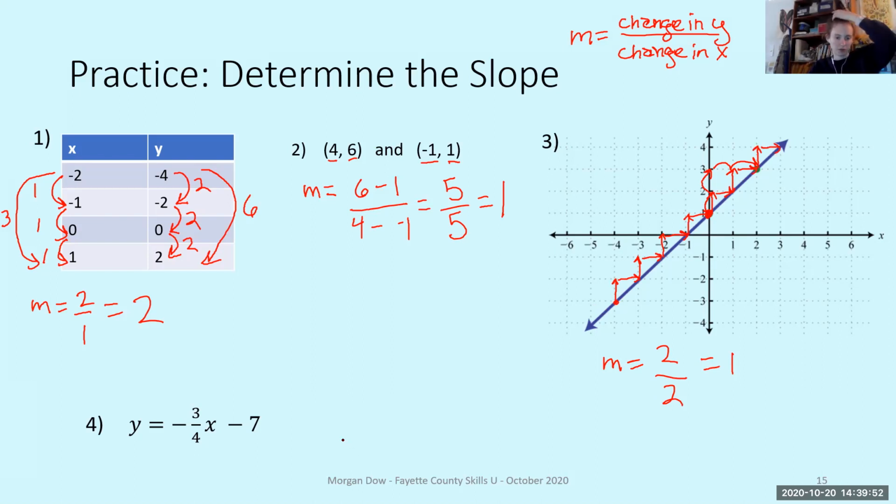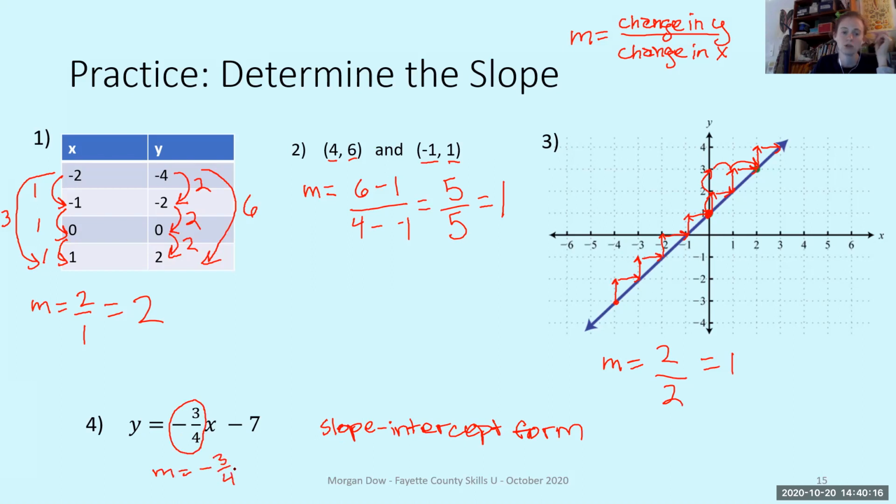And finally, for number 4, we have an equation. We see this equation is in slope-intercept form. And so we can pick out the slope as just being that number that's multiplied with x. So the slope of this line is -3/4. All right, and that is how you calculate slope by looking at a table, a pair of points, a graph, or in a linear equation.